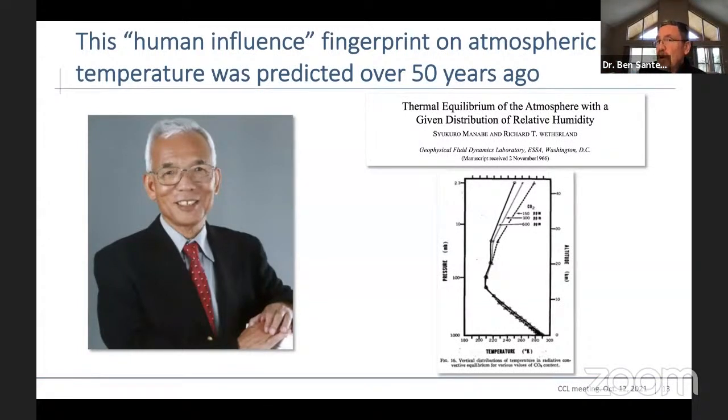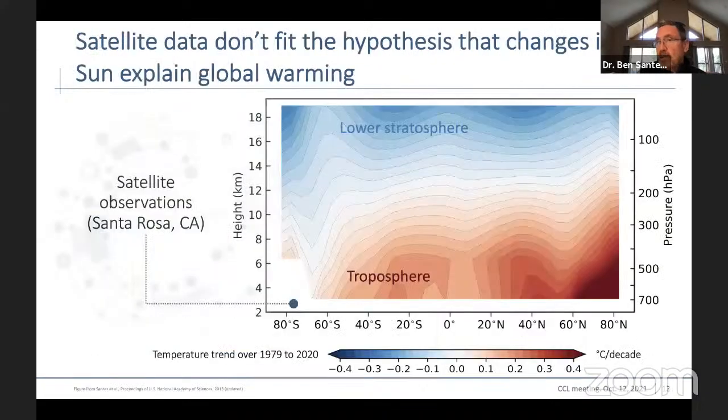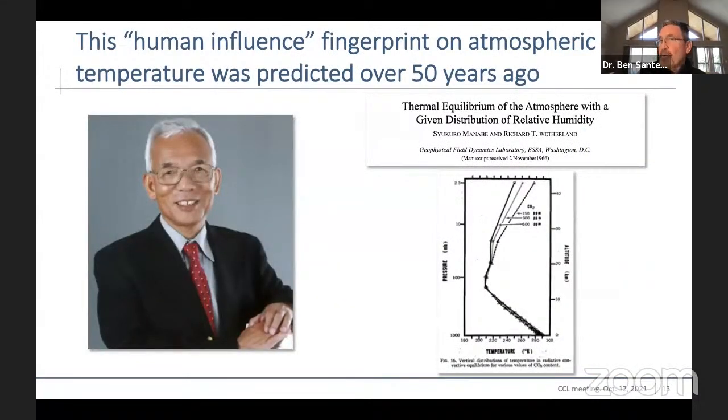And Suki Manabe could have been wrong, but as I showed you, he was not. When the satellite data came online, his prediction, you increase CO2, you trap heat more effectively lower in the atmosphere, the upper atmosphere cools, his prediction was right on the money. And that was powerful, showing the predictive skill of simple climate models.